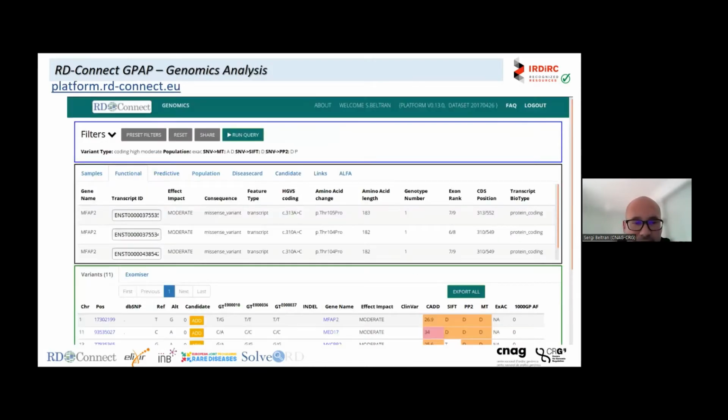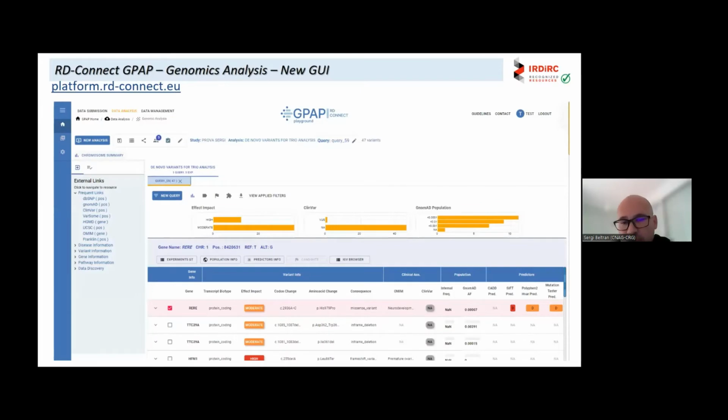The other key part of the system is the user interface of the genomics module, which is also integrated with the phenotypic data. I'll go over this afterwards in the demo, so I don't need to spend time here. I'll just mention that we are about to release a new graphical user interface, hopefully by the end of the year, which is running in some of our internal platforms, but not yet in the RD-Connect system because it's quite complex. And this will also come with additional functionalities.